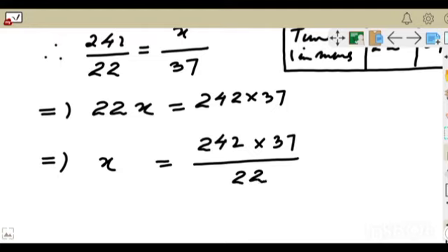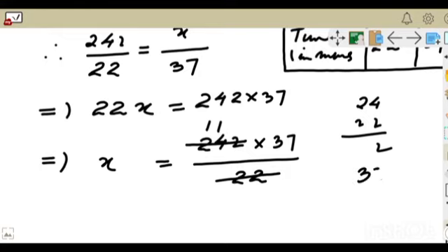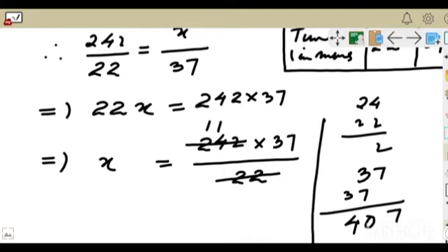Okay, let's see now. I'm going to cancel 22 and 242. 22 1 is 22, so 24 minus 22 means we have here 2 again, and with these 2 it becomes 22. Okay, so I can write here now 1. So 37 into 11, how much will we get now? If you multiply 11 and 37, you'll be getting 407. So we have got the value of X now. The value is 407.